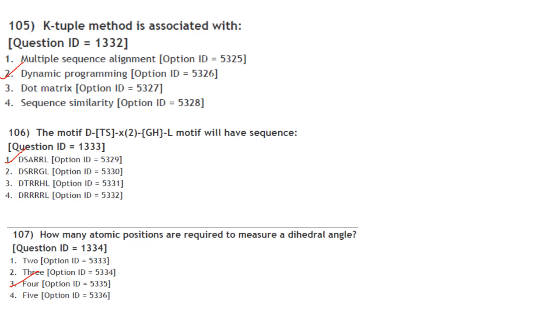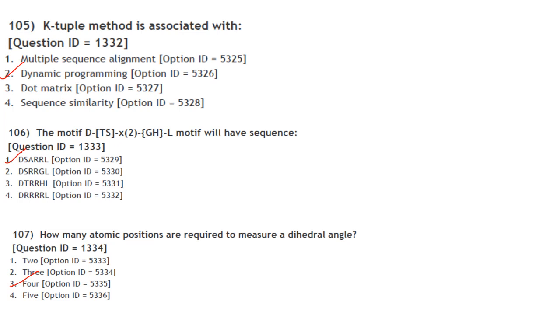sequence. So square brackets TS means either T or S has to be present. X2 means any two amino acids can be present. Curly brackets mean they are not accepted at this particular given position. These amino acids are not allowed. So if you see, the answer is option 1.